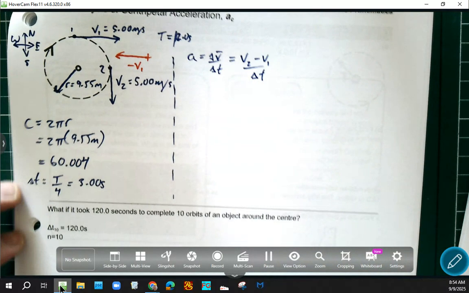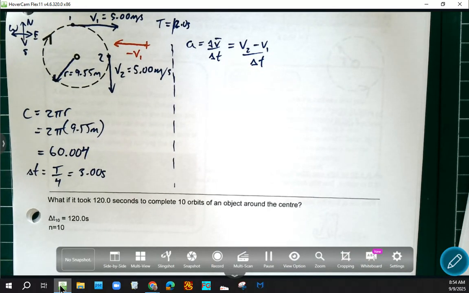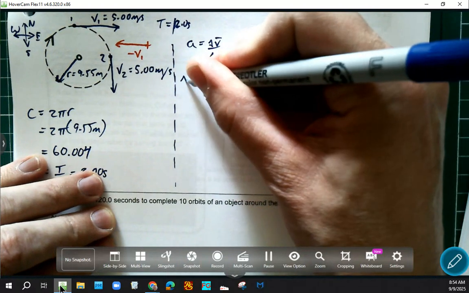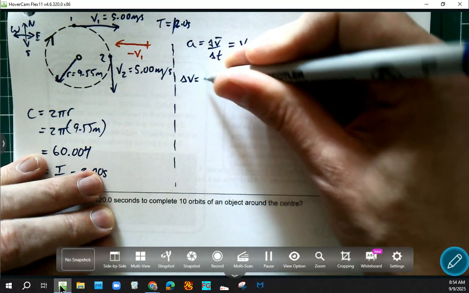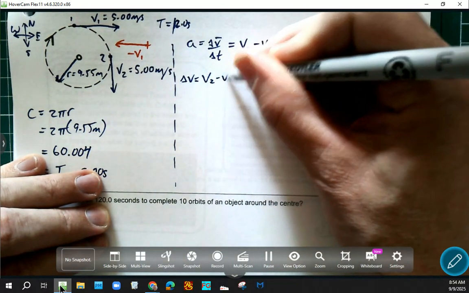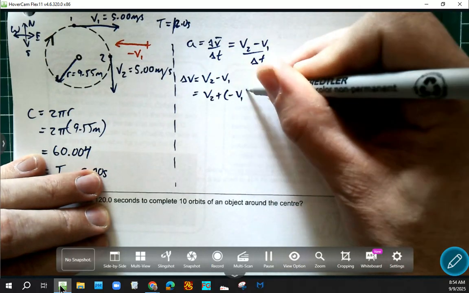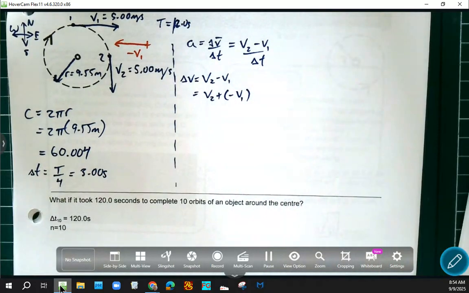As I look at this, I'm used to adding vectors tip to tail. I'm not used to subtracting vectors tip to tail. That's a weird idea. So I want to propose that instead of saying V2 minus V1, we reframe our understanding of delta V as being delta V equals not V2 minus V1, but V2 plus negative V1, where negative V1 is the same magnitude as V1, but in the opposite direction. I just drew that in red, right?